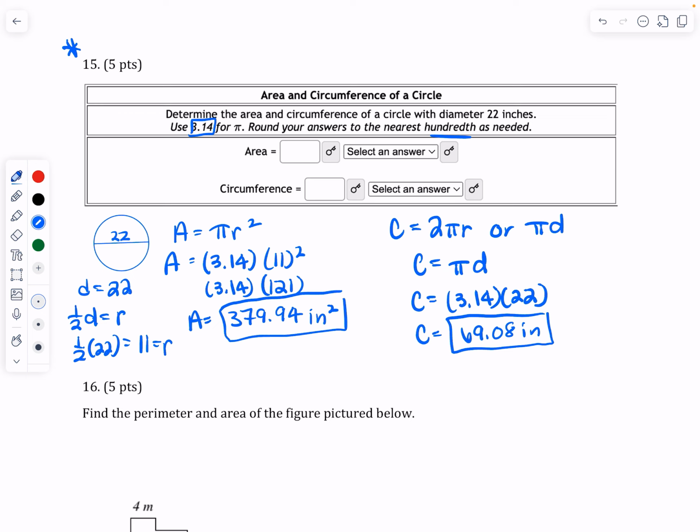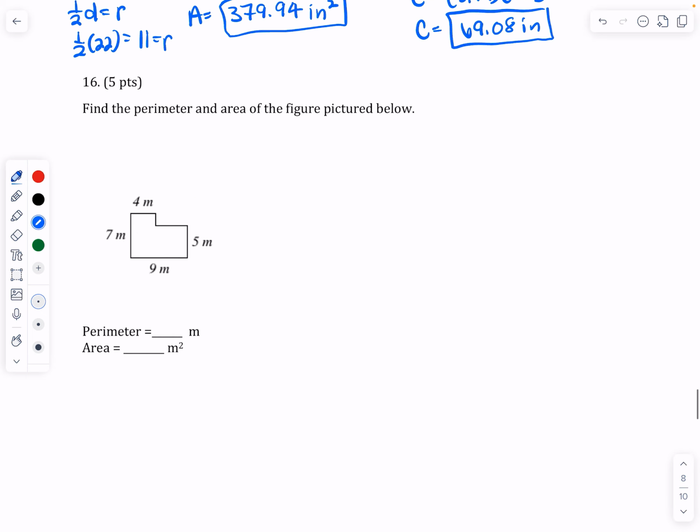Okay, that was number 15. Number 14, find the perimeter and area of the figure pictured below. Okay, so to find the perimeter, if I work on that first, I have this little length right here that I just put in blue that I don't know. But I can figure it out because the total length of this side is 7, and then I have this piece here, 5. So 7 minus 5 is 2. So I know that this is 2 meters here. Again, I just subtracted 7 minus 5 to get that length.